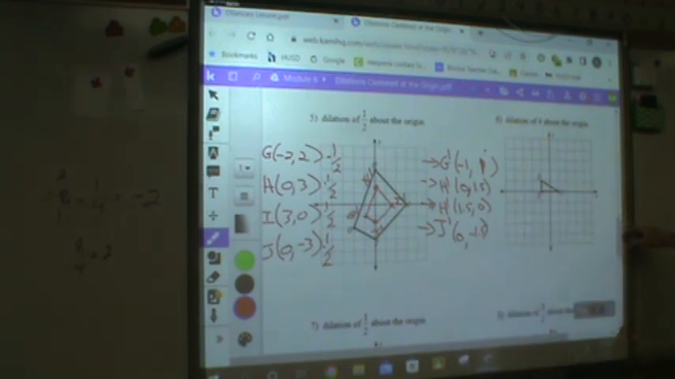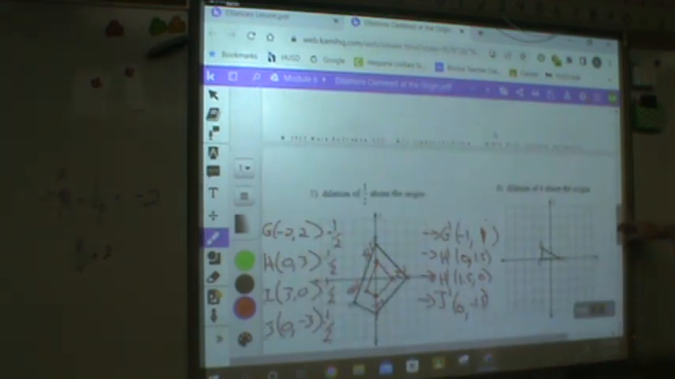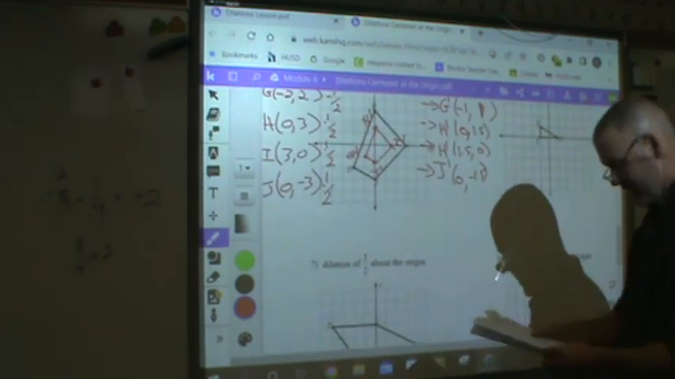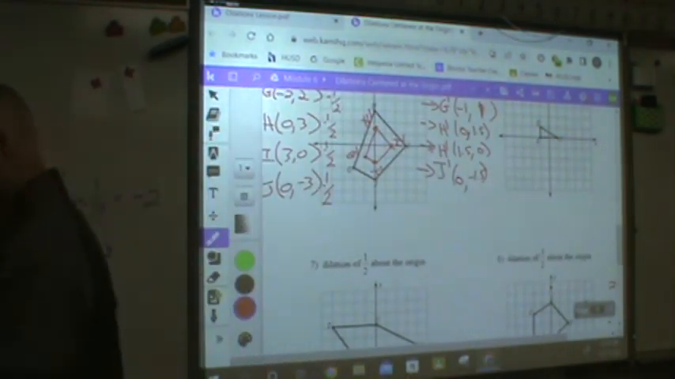You have 5 more to do on this page. I want a total of 7. All right, so between these 2, you should have a total of 5. Make sure you get those in there. All right? Ask questions if you need to.